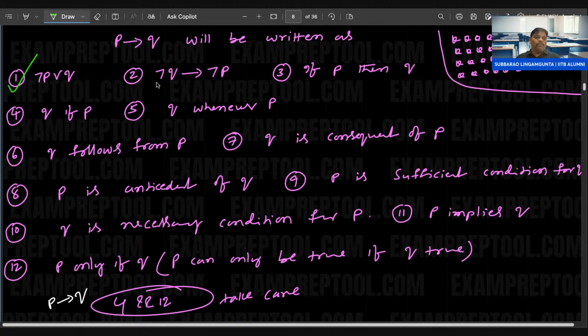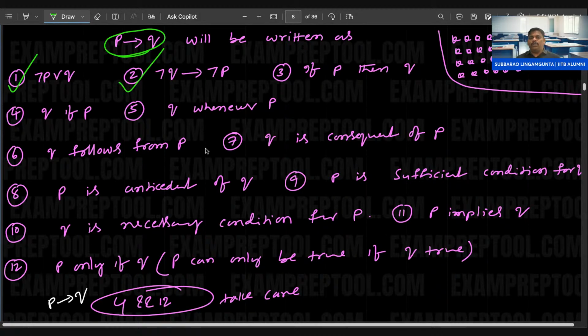One more thing: reverse these two and keep the negation. This is called contrapositive. If you reverse it, that is called converse. If you do the negation only, that is called inverse. If you do both, that is called contrapositive. So remember, P implies Q means negation P or Q. One more: first reverse it, keep negation, contrapositive.